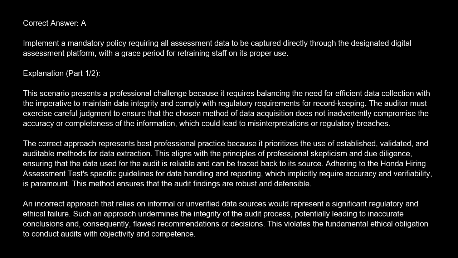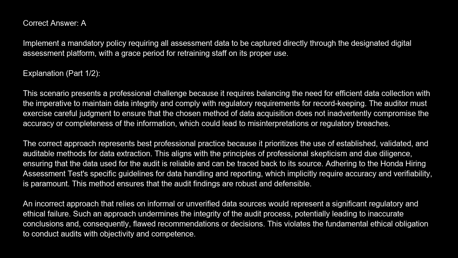Explanation. This scenario presents a professional challenge because it requires balancing the need for efficient data collection with the imperative to maintain data integrity and comply with regulatory requirements for record keeping. The auditor must exercise careful judgment to ensure that the chosen method of data acquisition does not inadvertently compromise the accuracy or completeness of the information, which could lead to misinterpretations or regulatory breaches.